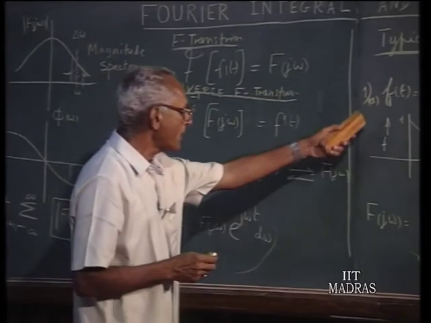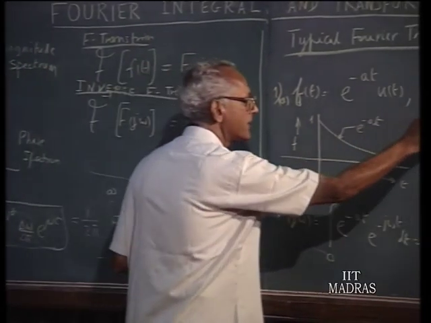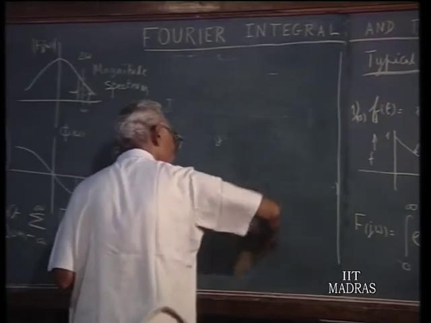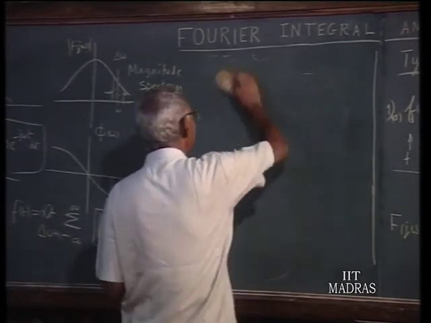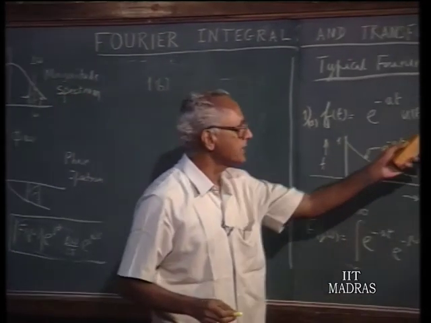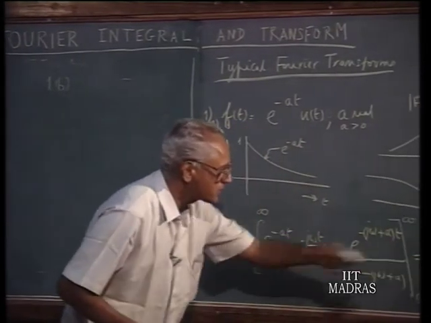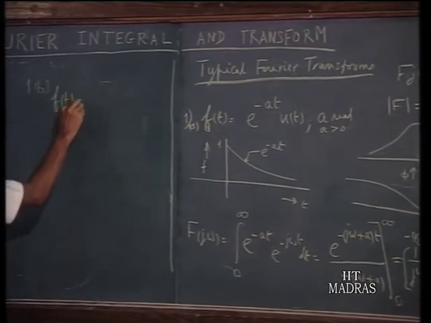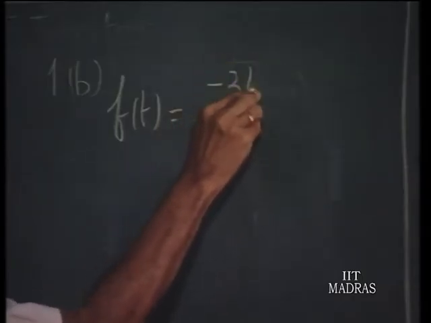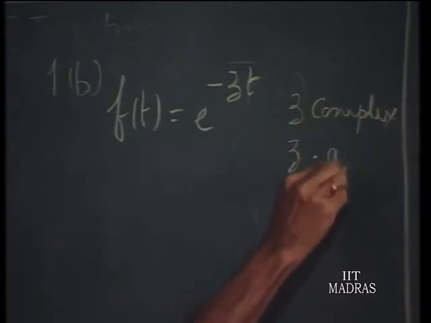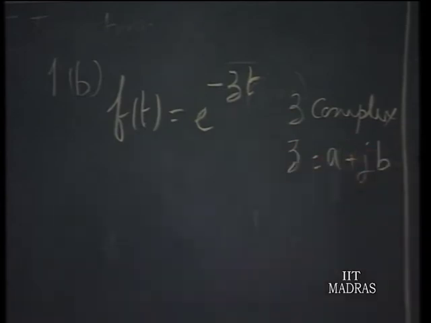So, let us now continue this. Now, I purposely put this e to the power of minus a t, a real and a greater than 0, because I wanted to extend this idea and say that this particular formula, f of t has a Fourier transform 1 over j omega plus a, will be valid even if a is a complex number. So, f of t suppose is e to the power of minus z t, where z is complex. Z, let us say, is a plus j b, and a is a real number greater than 0.